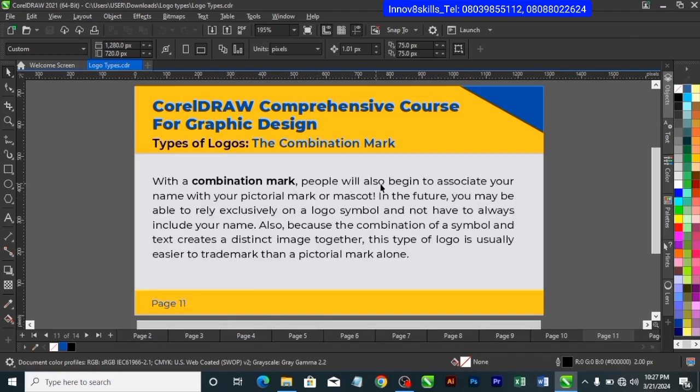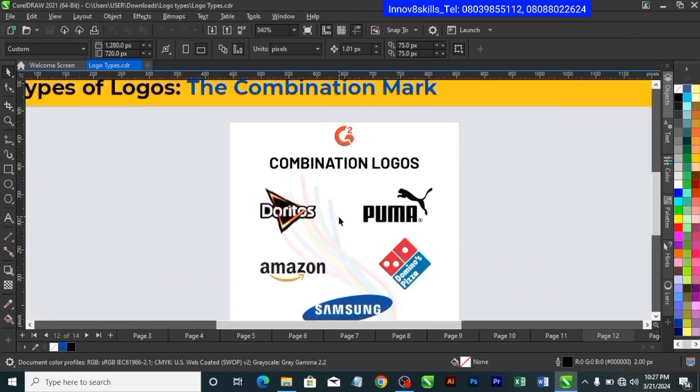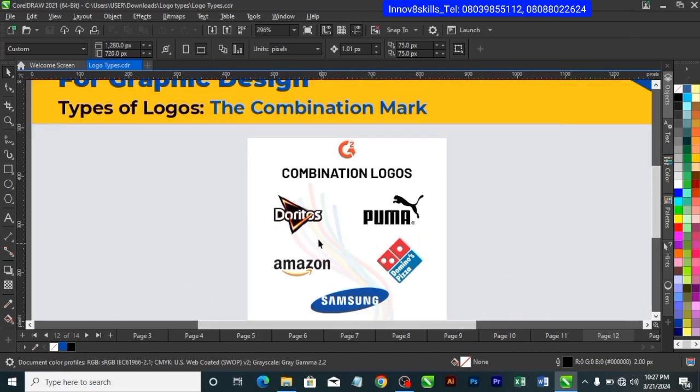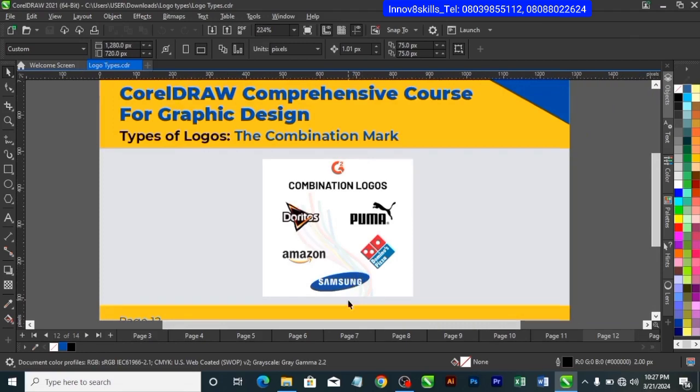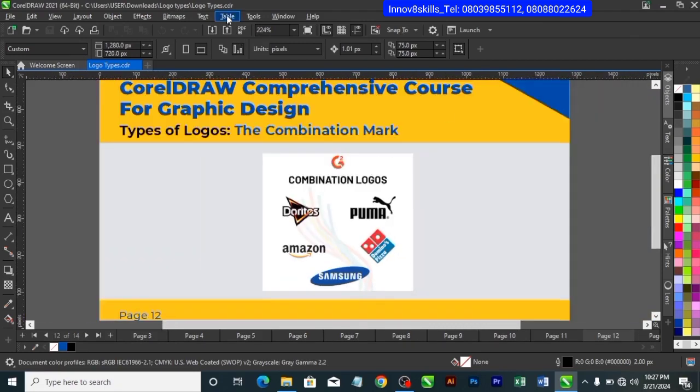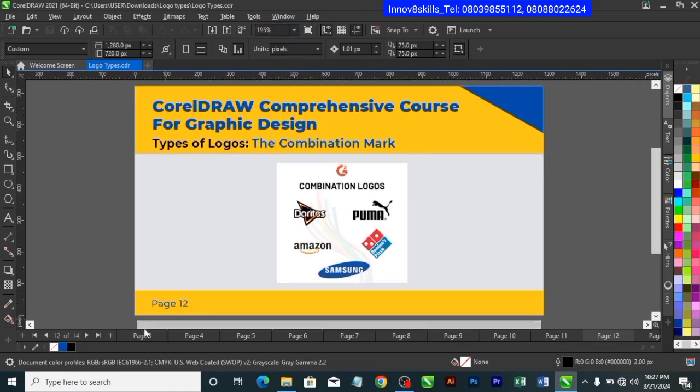This one is very common, because if you are not strong and you are just coming up in the market, you need this kind of logo so that people will remember both the icon and the name of your business. Unlike the pictorial mark, which is actually suitable for businesses that are already well established. You can see this kind of thing, like this one. Most of the banks make use of this one.